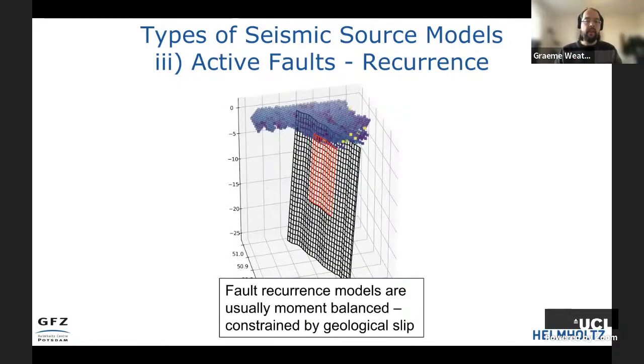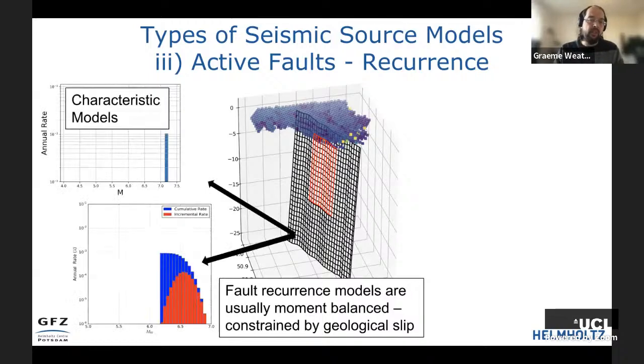In terms of how we characterize recurrence, fault recurrence models are usually moment balanced, which means that they're constrained not necessarily by seismicity, but by the geological slip and the size of the fault surface. From this, you might consider several different types of recurrence models. You may encounter characteristic models, usually associated with a full rupture of the full fault surface. These may be a single characteristic magnitude, or they may account for some uncertainty in the magnitude of the rupture in the form of a normal distribution.